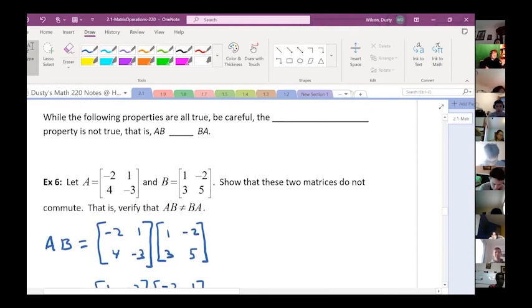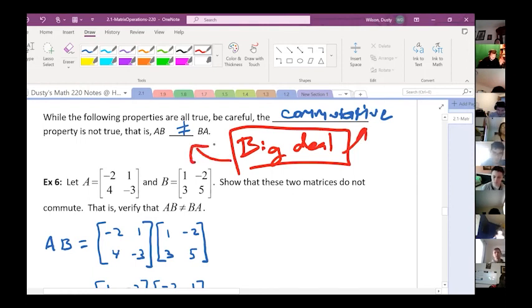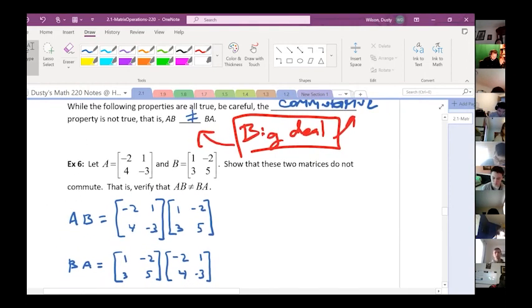So here's the big one. While the following properties are all true, be careful. The commutative property is not true. That is, AB does not, in general, equal BA. And I want to do an example of that. This is a big deal. It's not hard, but it's a big deal. Okay, so let's look at an example here.